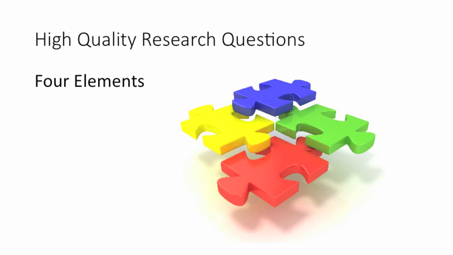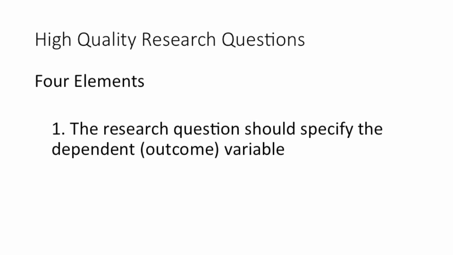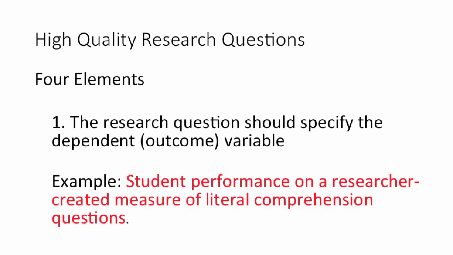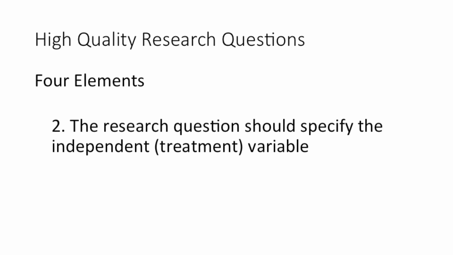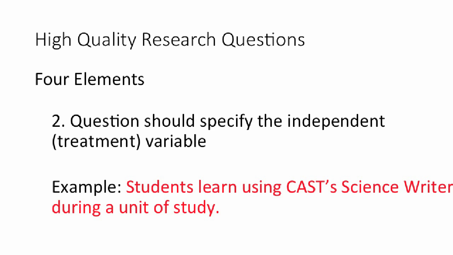High-quality research questions have 4 distinct elements. 1. The research question should specify the dependent or outcome variable. For example, student performance on a researcher-created measure of literal comprehension questions. 2. The research question should specify the independent or treatment variable. An example, students learn using CAST Science Writer during a unit of study.